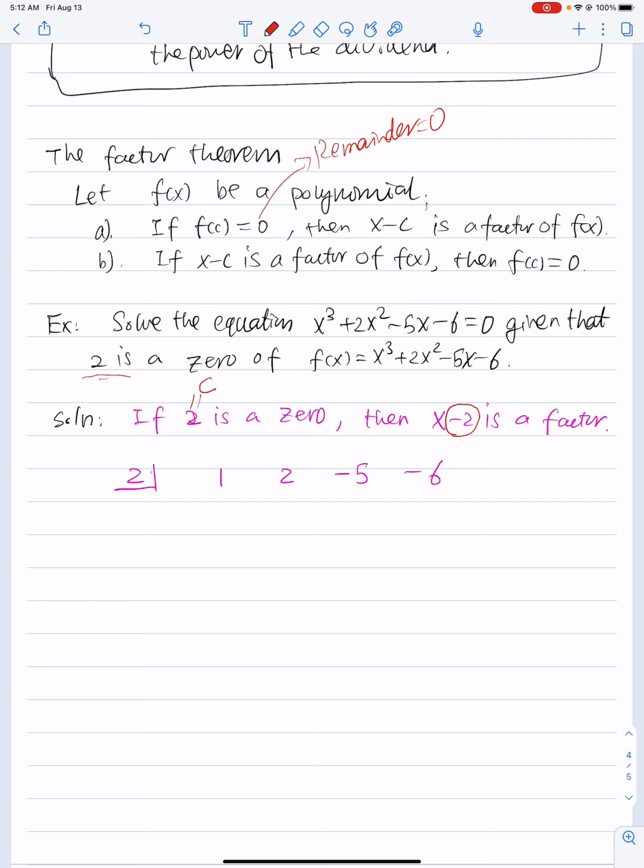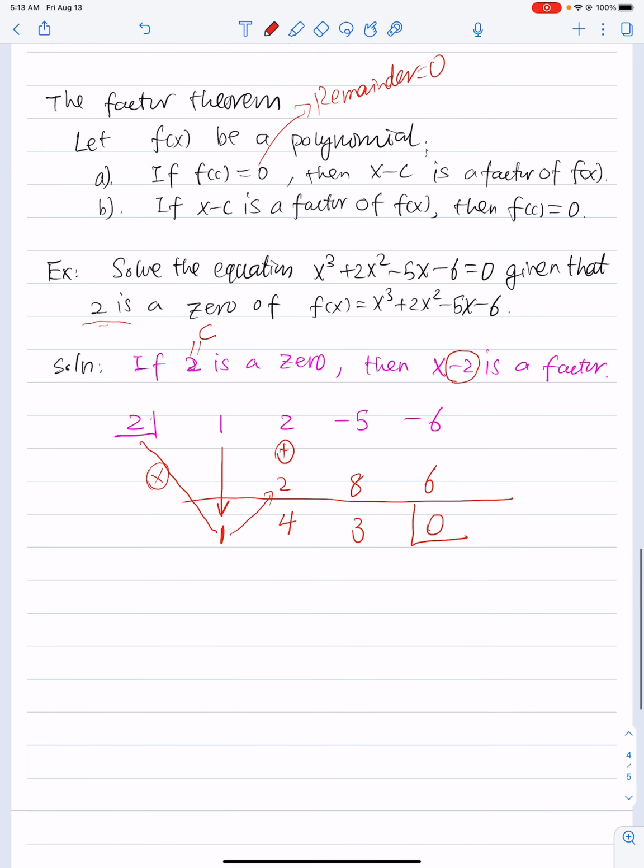Okay, so then we wanted to see what will be our quotient now. So we write all the coefficients here. What should we do with your leading coefficient? You keep it here. And then what will you do? You multiply here. So you get 2. And then you add, you get 4. Same step. 8, 3, 6. Perfect. 0. Yeah.